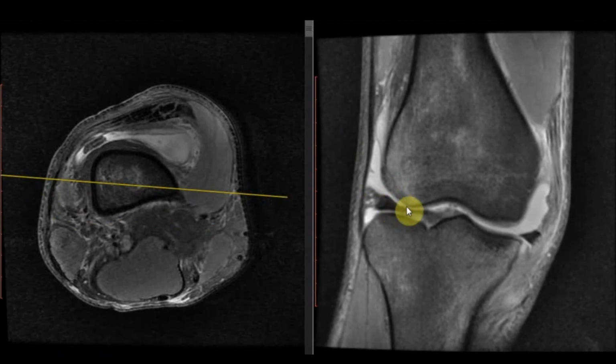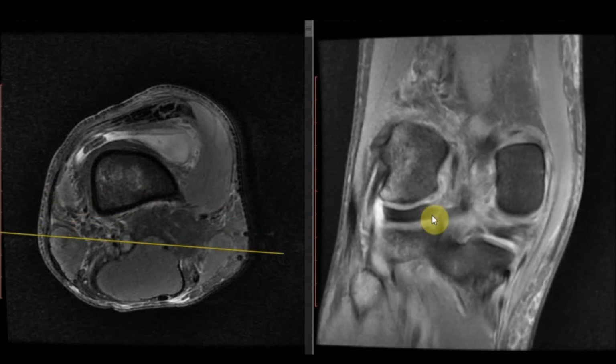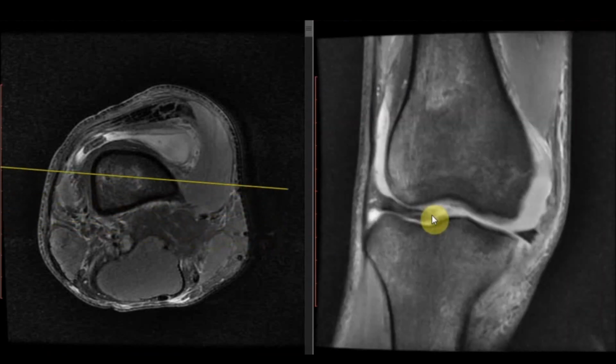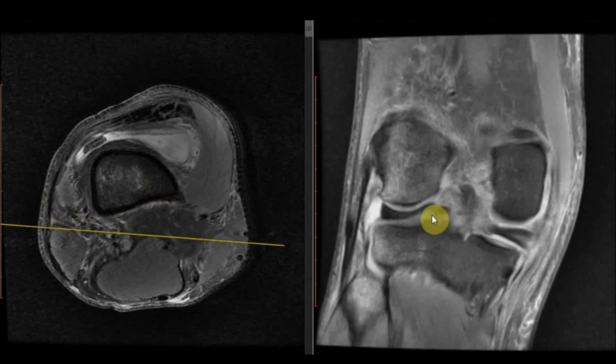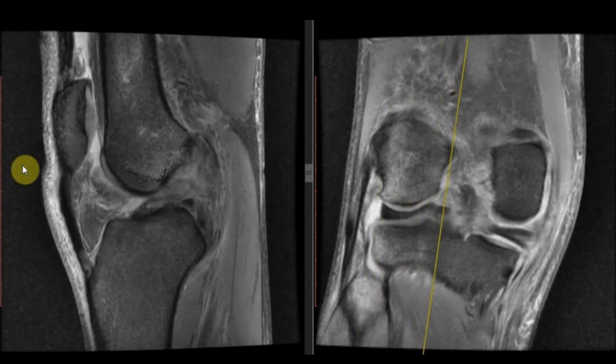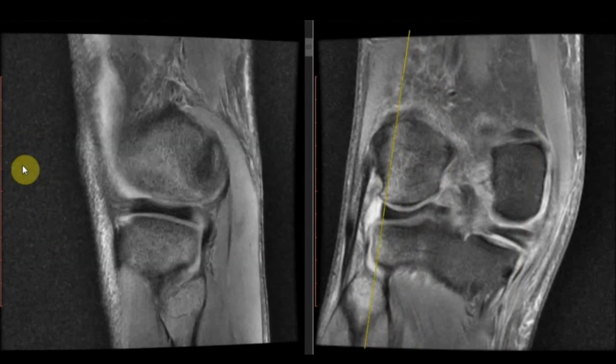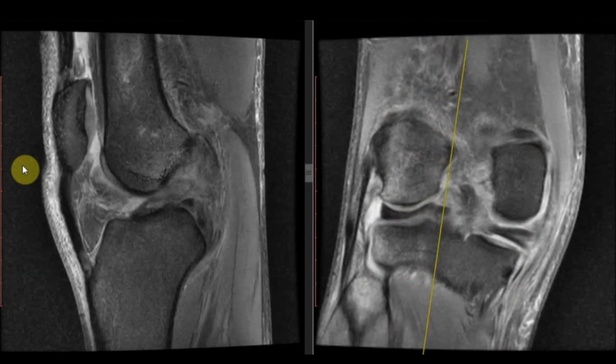This is the lateral meniscus. This is the posterior root attachment of the lateral meniscus. Sorry, anterior root attachment of the lateral meniscus. This is the body. This is the posterior root attachment of the lateral meniscus, and the lateral meniscus appears quite intact. Let's see in sagittal plane. So these are the cuts of the lateral meniscus, and there is no obvious tear involving the lateral meniscus.